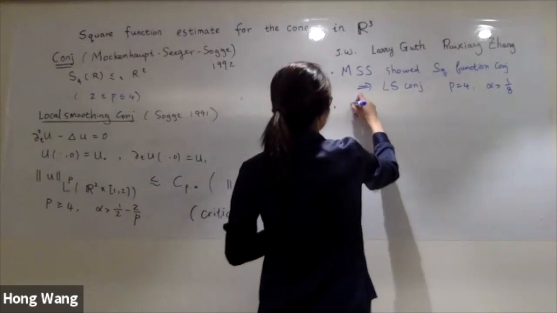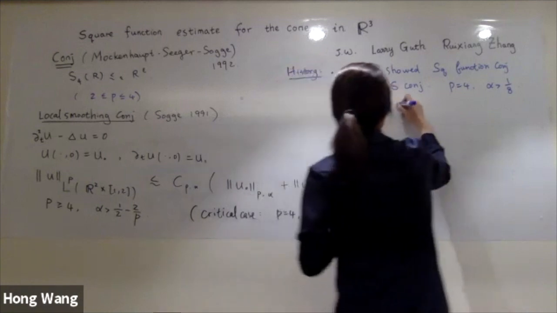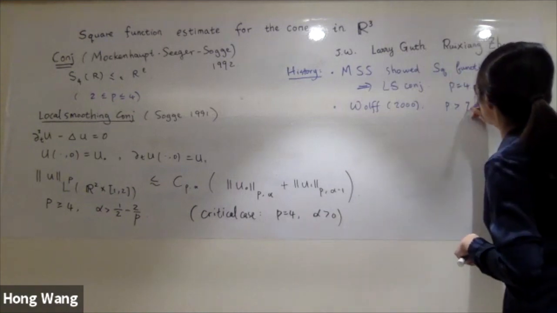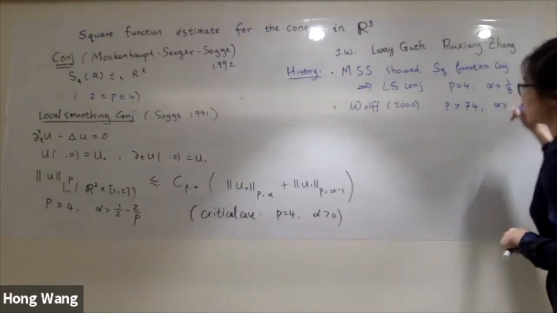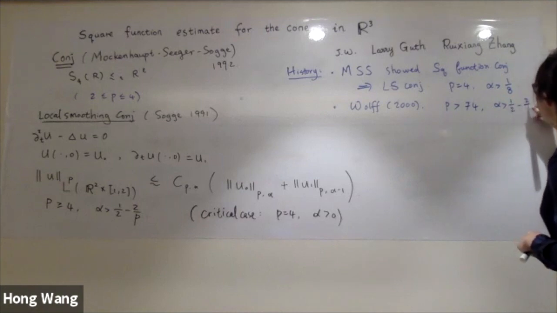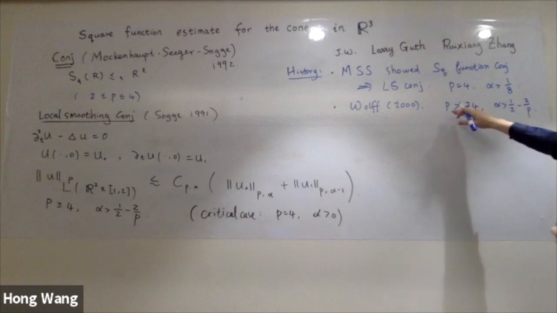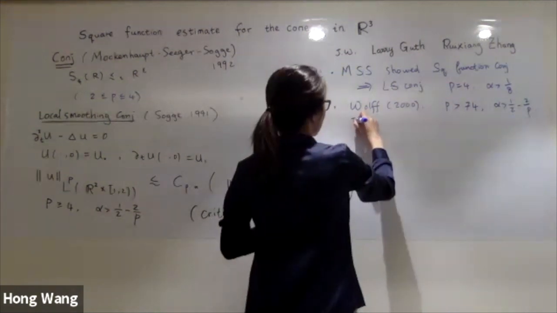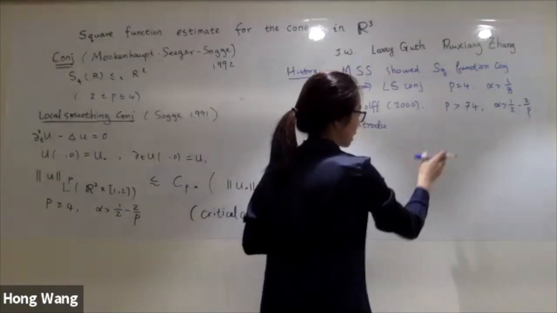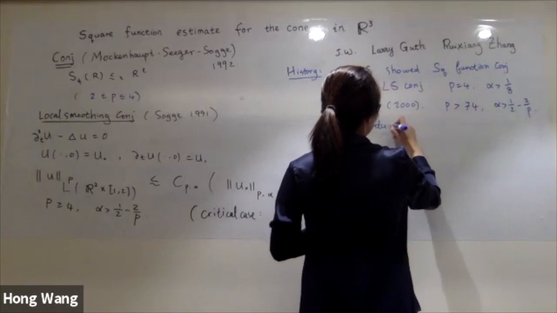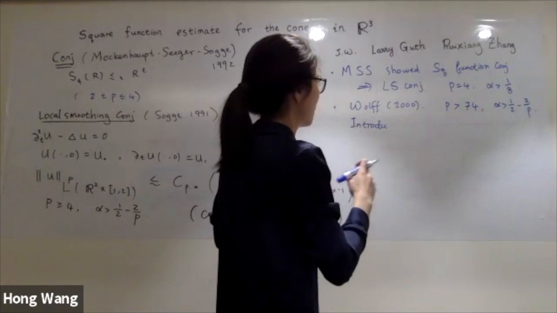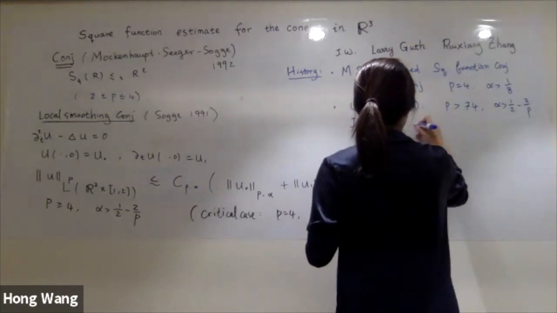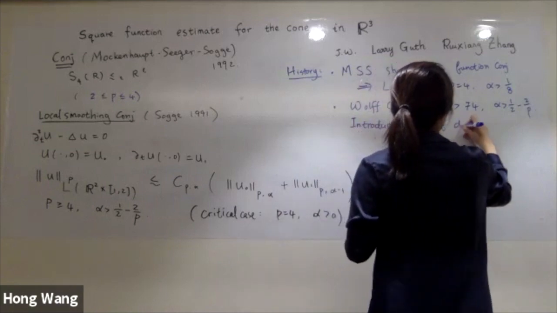And then later Tom Wolff in the year 2000 showed the full range of alpha for p greater than 74, where alpha is the expected range. He showed this by proving a sharp decoupling inequality for p greater than 74, introducing decoupling as an inequality. When I say sharp, I mean the correct power of R in the decoupling inequality. He introduced the idea of decoupling.